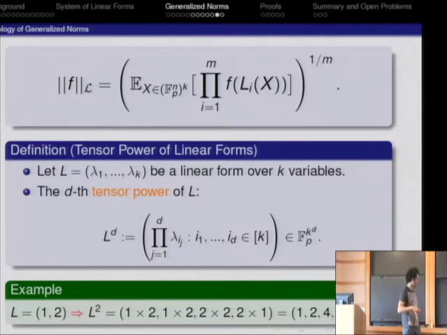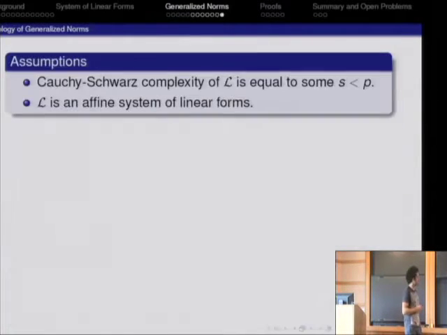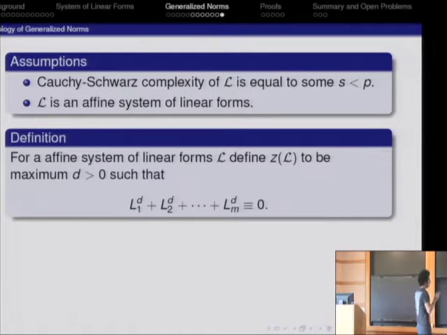And it turns out that if we assume the property of being affine, L, for example, will appear in L squared and in L to the 3 and so on. This is something that we will use later. So again, this is a reminder of the assumptions. For a set of linear forms, we will define Z of L to be the largest D such that this equation holds. So all the dth tensor powers sum up to the 0 vector.